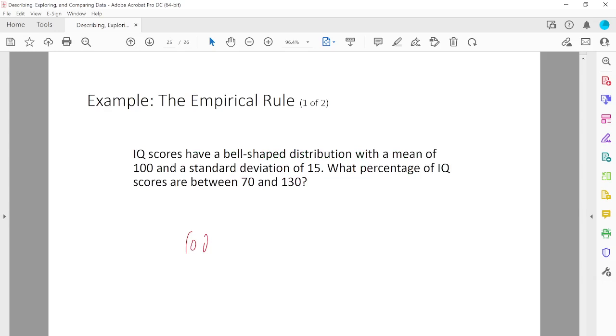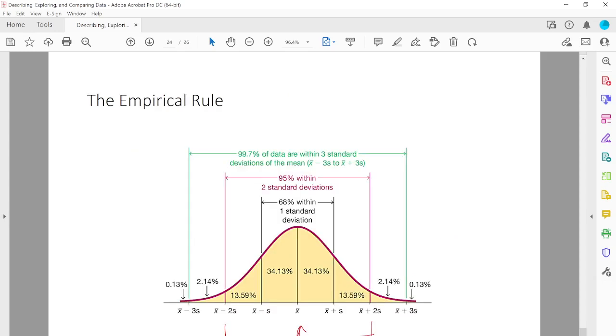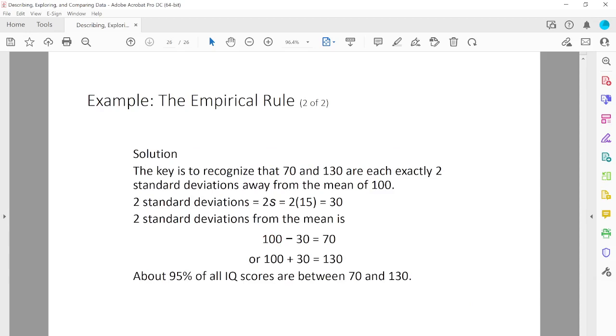So 70 means it's 100 minus 2 times the standard deviation, which is 70, and 100 plus 2 times the standard deviation is 130. So as we go here, the mean minus 2 times the standard deviation to the mean plus 2 times the standard deviation represents 95% of the data. So in this case, it represents 95% of the data.